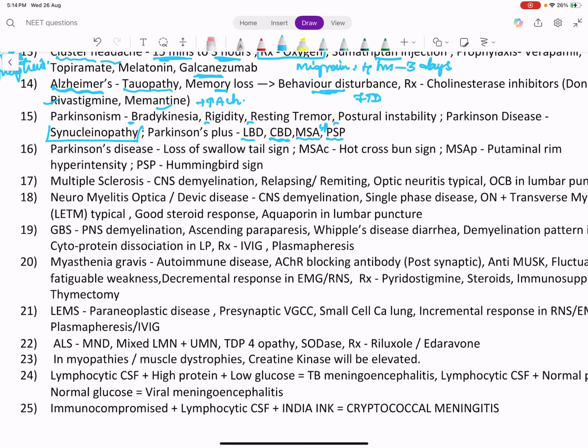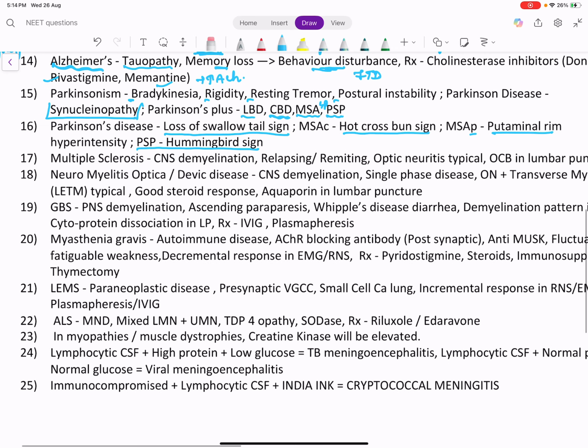So what are the MRI findings? In Parkinson's disease, we have loss of swallowtail sign. Swallowtail is the normal substantia nigra. When it is less in dopamine, there will be loss of that tail. MSA-C will have hot cross bun sign. MSA-P will have putaminal ring hyperintensity. Progressive supranuclear palsy will have hummingbird sign.